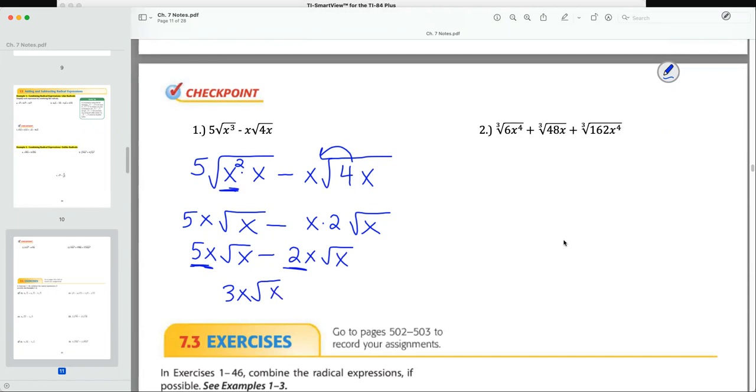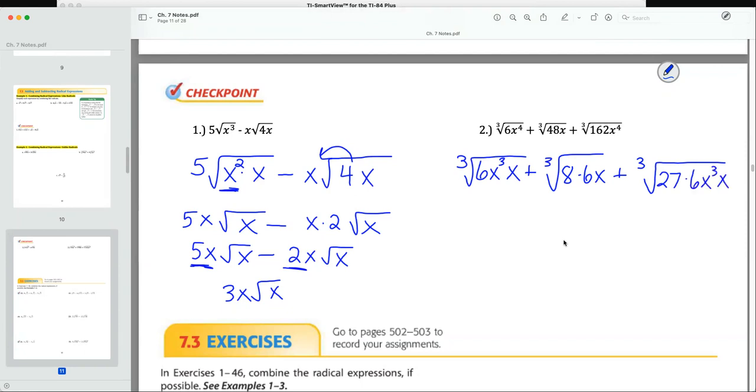Number 2, we have here cube roots. So we're going to try to simplify these as much as possible. So the cube root of 6, nothing I can do with that, but I'm going to rewrite x to the 4th as x to the 3rd times x plus cube root. So we're going to rewrite this as 8 times 6x plus cube root, and then 162 by just quickly dividing this out by some perfect cubes. 27 is a perfect cube. So 27 times 6, x to the 3rd, x is how I would break these all up.